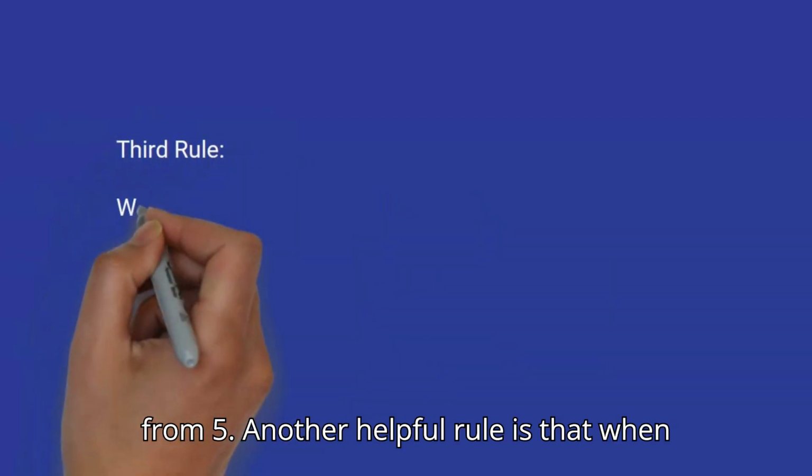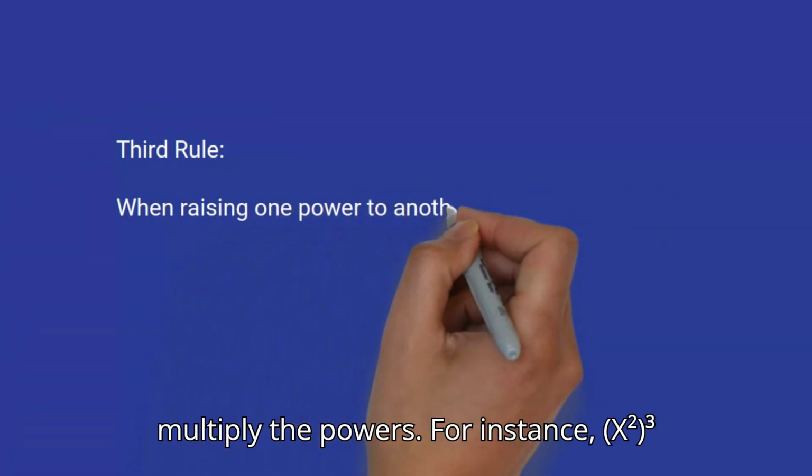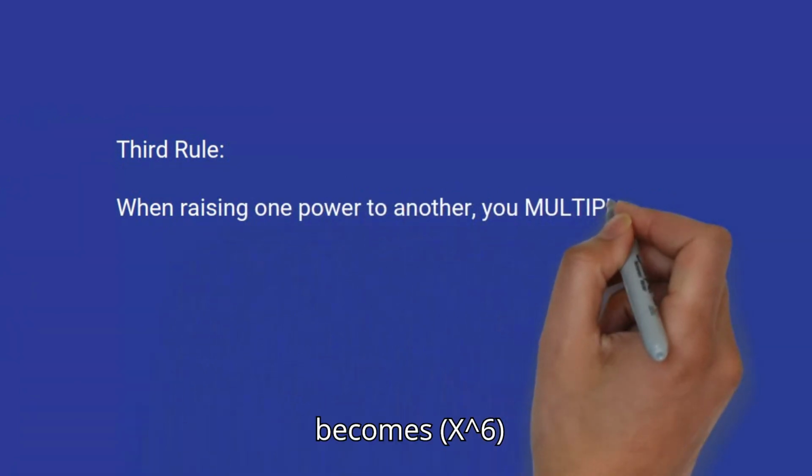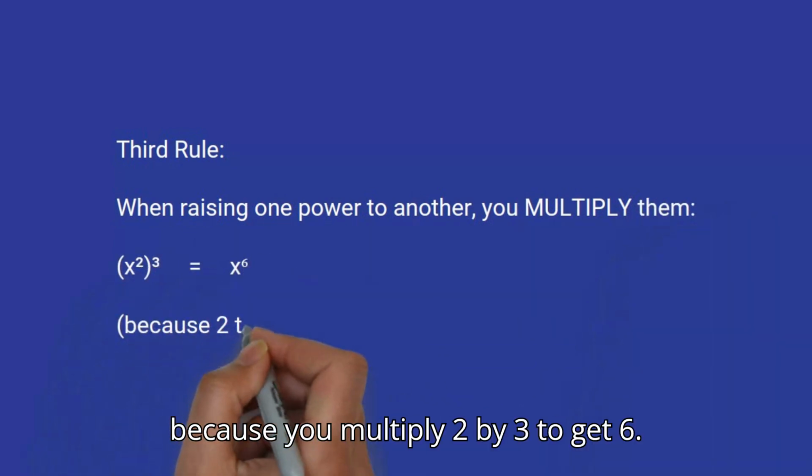Another helpful rule is that when you raise one power to another, you multiply the powers. For instance, x squared, cubed, becomes x to the power of 6, because you multiply 2 by 3 to get 6.